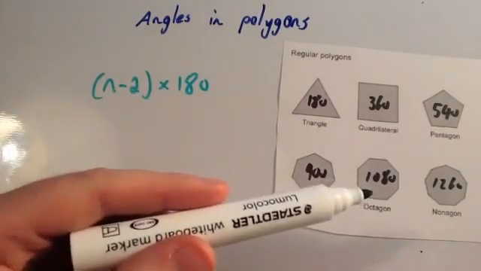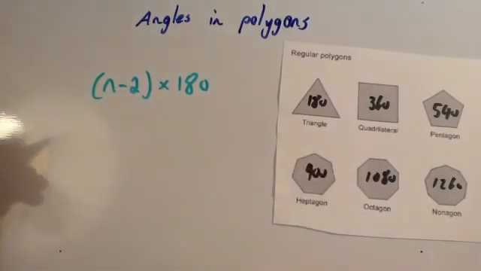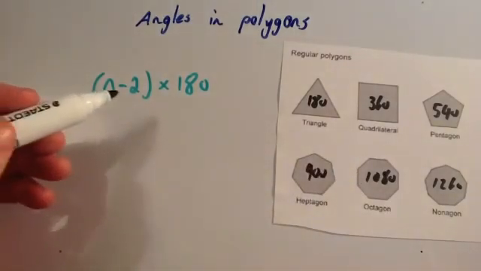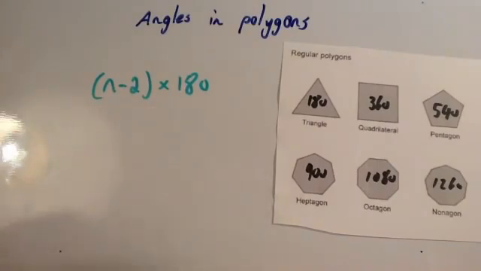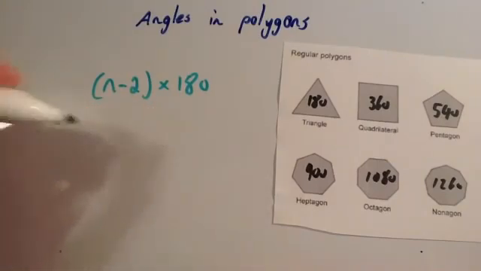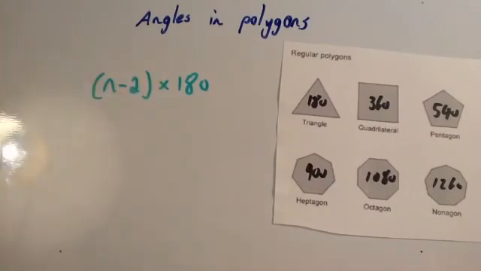If, for instance, you had a 100-sided shape, you do 100 take away 2 is 98, and times by 180, and that would tell you what all the angles inside of the shape would add up to. So this formula is quite useful.